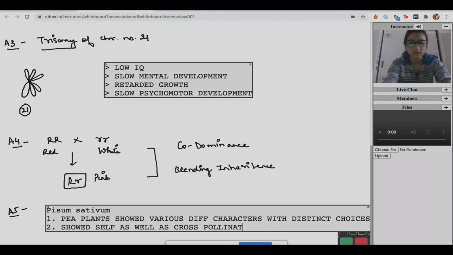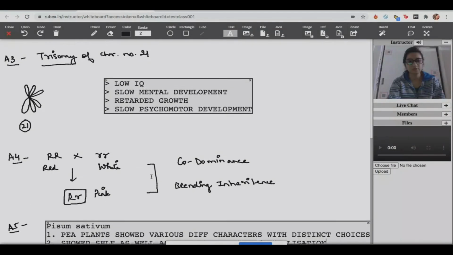He could do fertilization with the same plant, within the same species, and then also with a different plant in the same locality. So these were the two advantages because of which Mendel used the pea plant for his experiments.